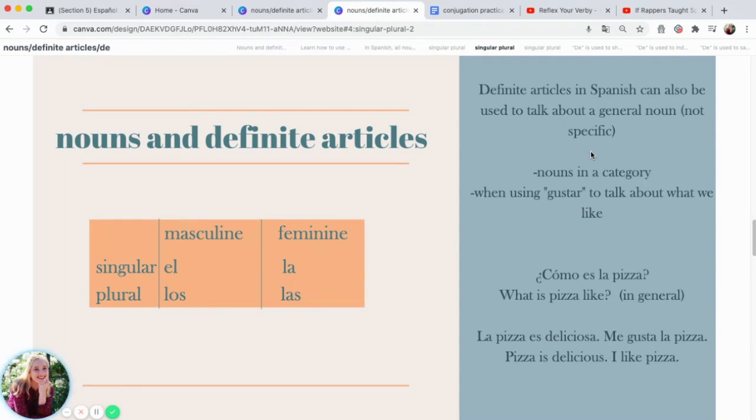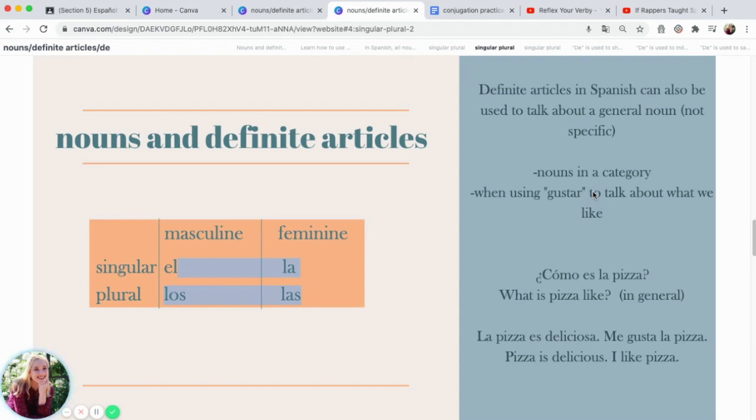In Spanish, you use the definite articles, whether you're talking about something specific or something general. Either way. Okay? So, for example, this sentence right here says, ¿Cómo es la pizza? How is the pizza? Now, if we're talking about something specific, this would mean, how is the pizza? We're referring to a specific pizza, right?